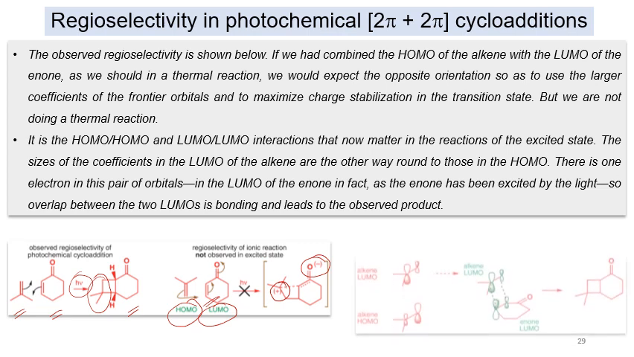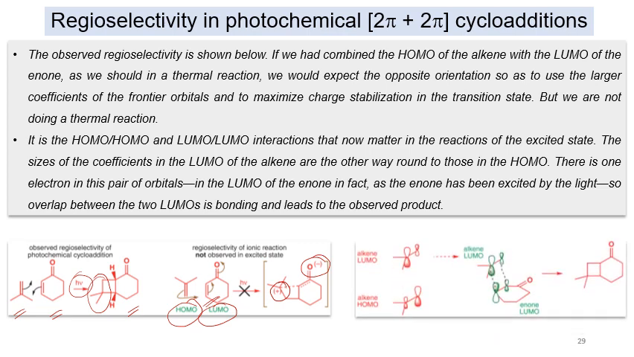We are doing a photochemical reaction. In the photochemical reaction, we are now considering the enone, okay? And we are considering the LUMO of the alkene, okay? All right, so the LUMO of the enone. Why are we considering the LUMO of the enone? We are considering the LUMO of the enone because we have now excited the enone. Why have we excited the enone?